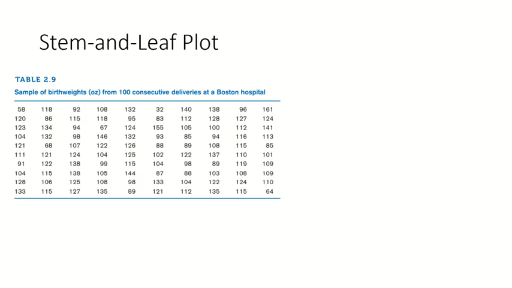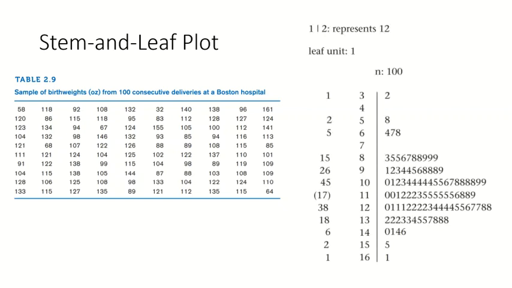Here's a data set of 100 live birth weights in ounces from a certain hospital. Here's how a stem and leaf plot will look. The stem is a vertical line of numbers along the left side of the plot. The leaves are the numbers building to the right of the stem.